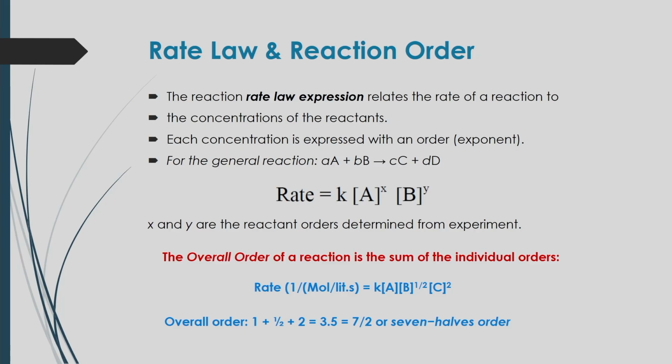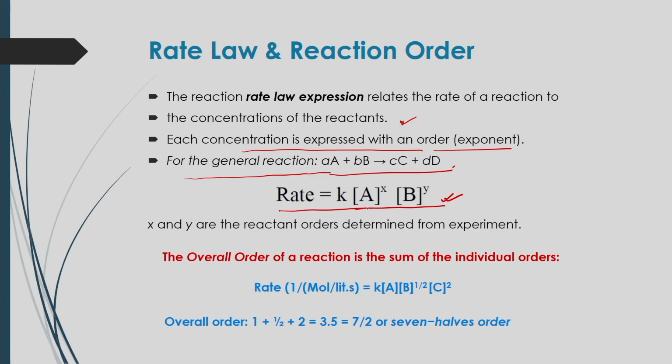The reaction rate law expression relates the rate of a reaction to the concentration of the reactants. Each concentration is expressed with an order, like an exponent. For the general reaction shown in the slides, aA plus bB giving cC plus dD, the rate of the reaction can be expressed as k into [A] to the power x into [B] to the power y.